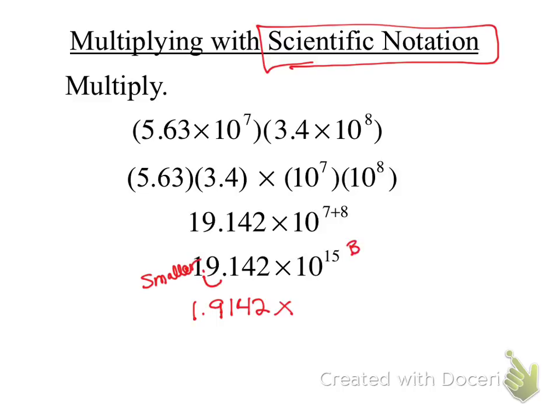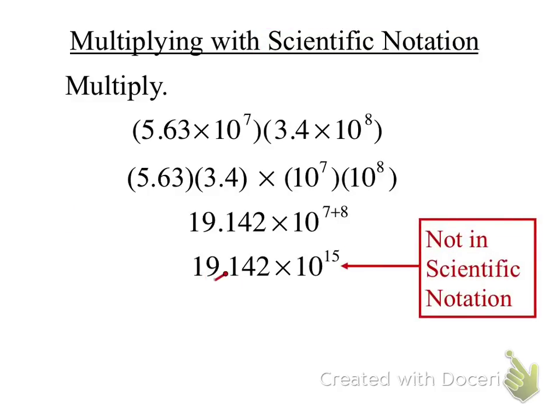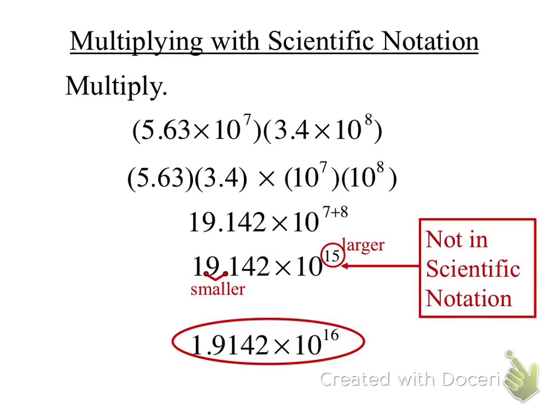If I made that smaller, this has to get bigger. Keep it in balance. 10 to the 16th. If I make it smaller by 2, I have to make it bigger by 2. Okay? And now I'm in scientific notation, making it smaller by 1, making it larger by 1. And that is our final answer in scientific notation.